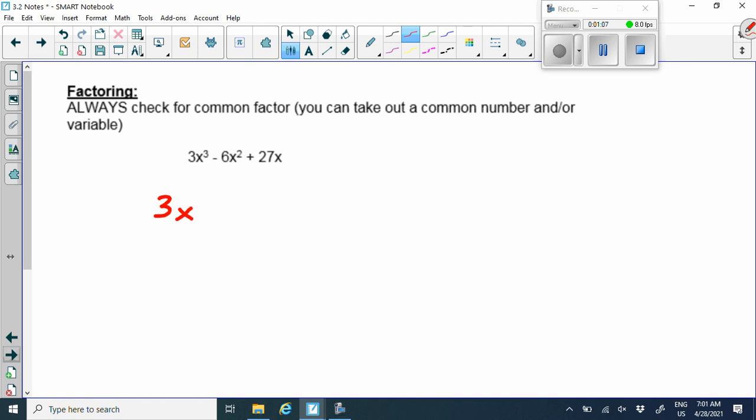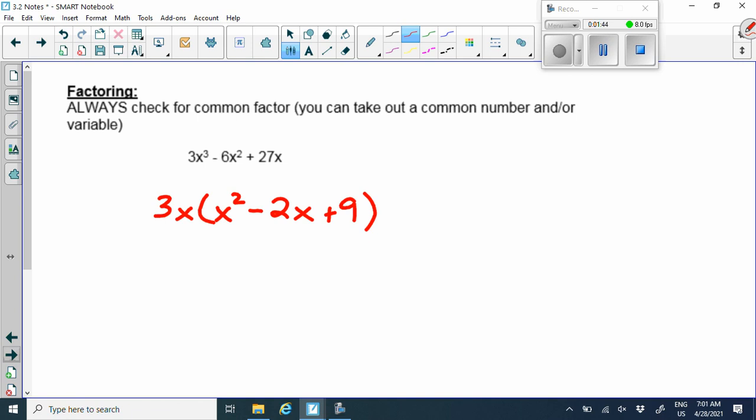So once we've done that, we do need to rewrite and put it in parentheses. Basically, I'm going to take everything and divide it. So 3 divided by 3 gives me 1, and x cubed divided by x gives me x squared. Negative 6x squared divided by 3x: negative 6 divided by 3 gives me negative 2, and x squared divided by x just gives me x. Then 27 divided by 3 gives me 9, and x divided by x, they just cancel away. So this is what I'm left with, okay?